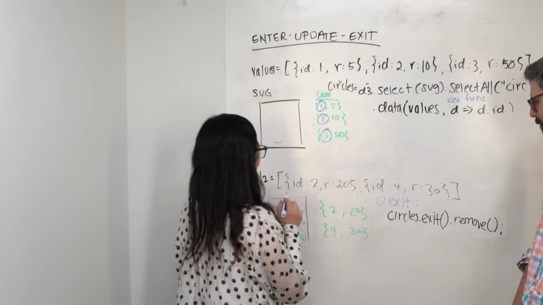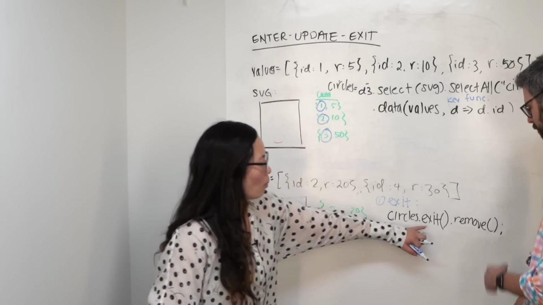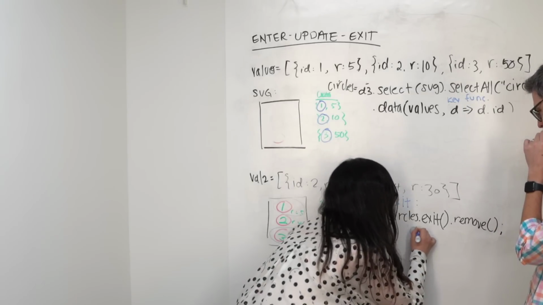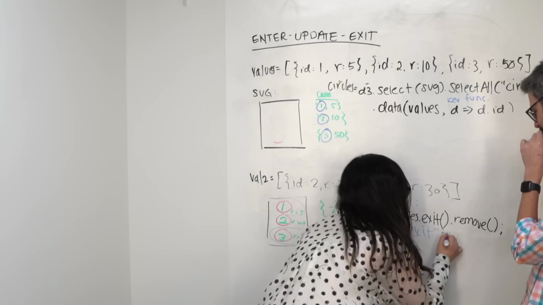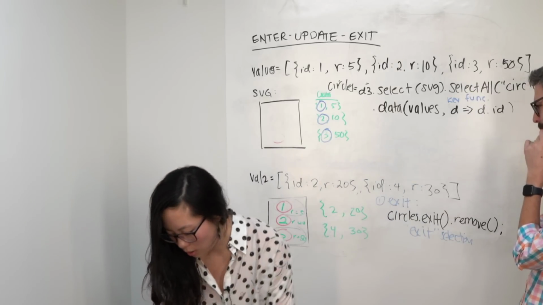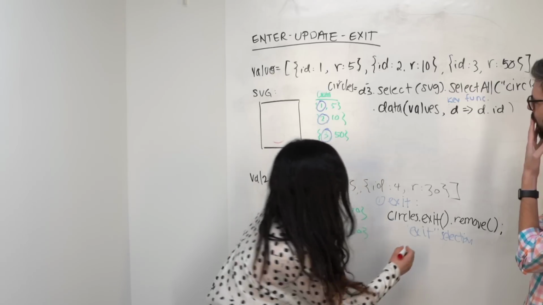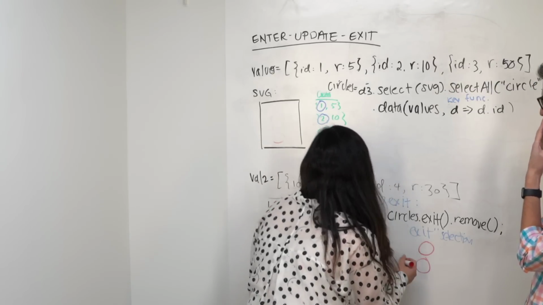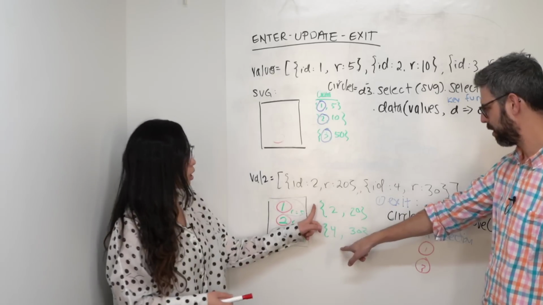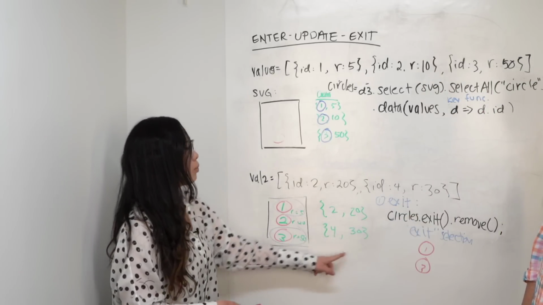And so this we call the exit selection. And it is the two circles with ID 1 and 3, because they're not here. Because they're not in the new data that we're trying to render.